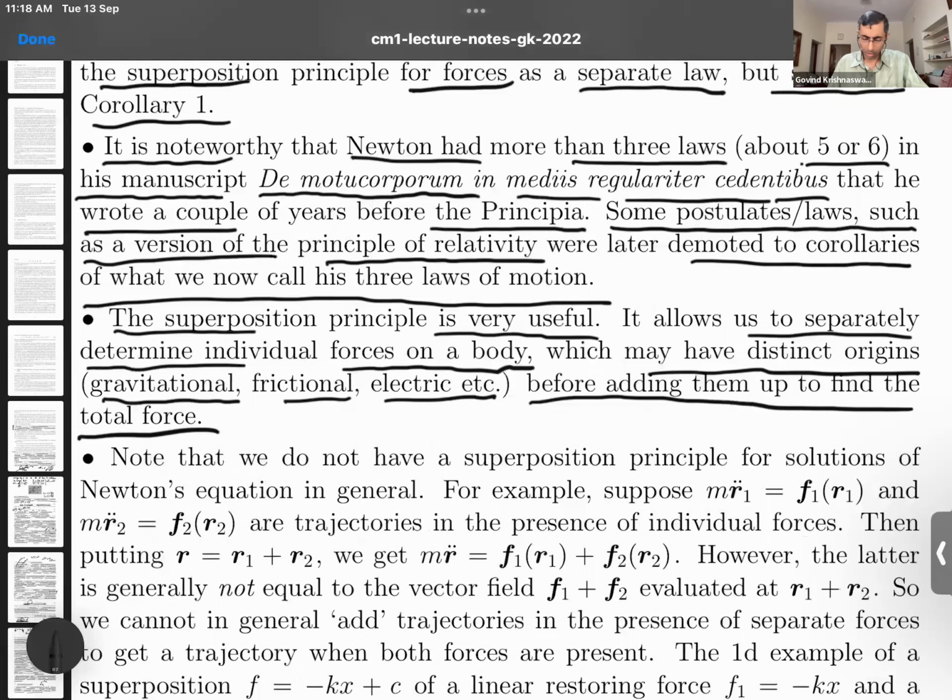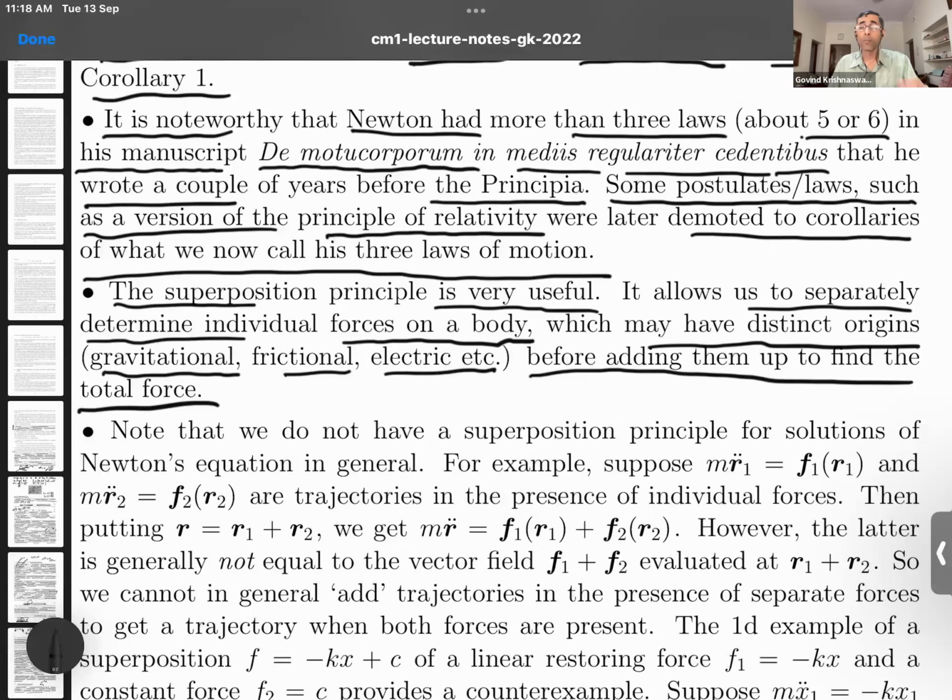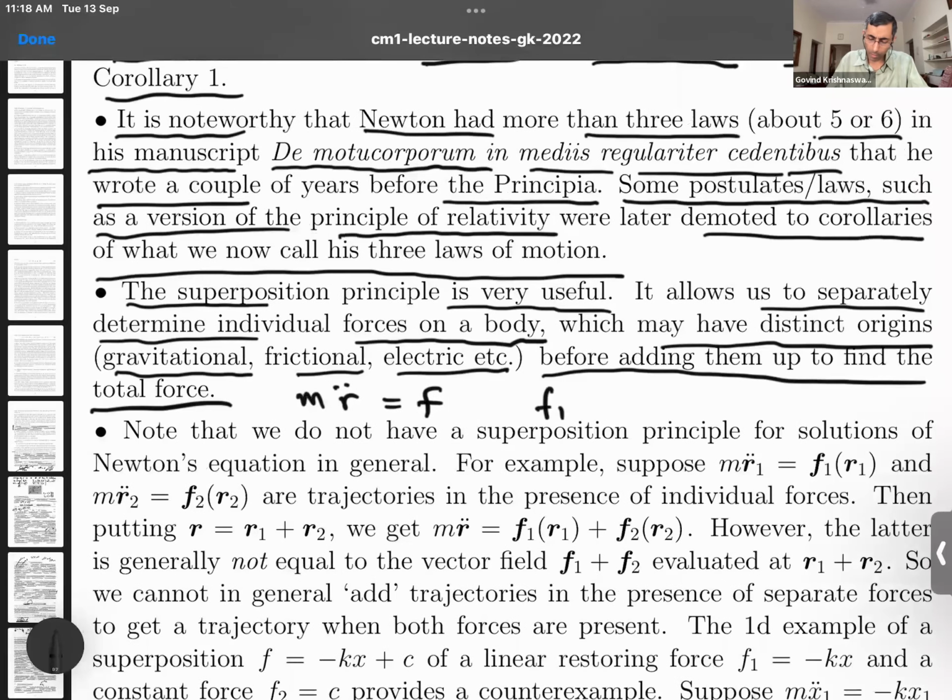But I want to make a couple of little warnings. The equation of motion, which is m r double dot, is equal to the force. It is true that you can combine several forces, F1 plus F2, and get the total force on the body. That is allowed. In fact, you have to do it if you want to find the motion in the presence of all the forces. However, we don't have a superposition principle for solutions of Newton's equation in general.